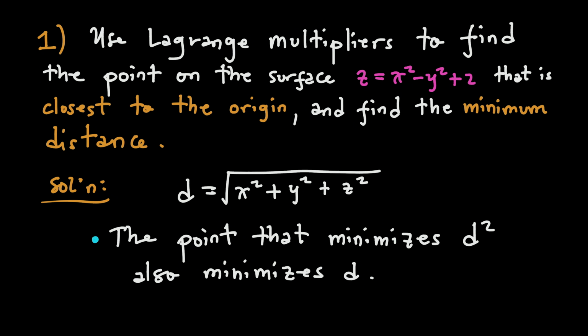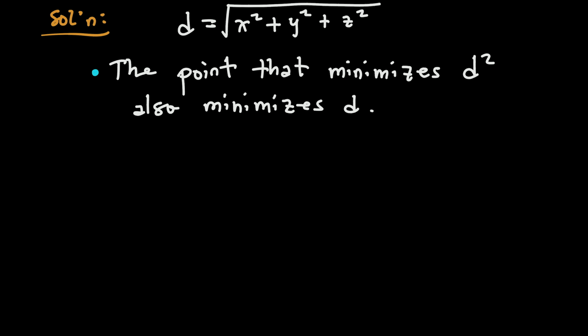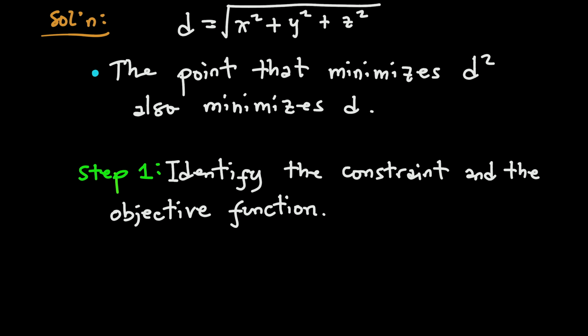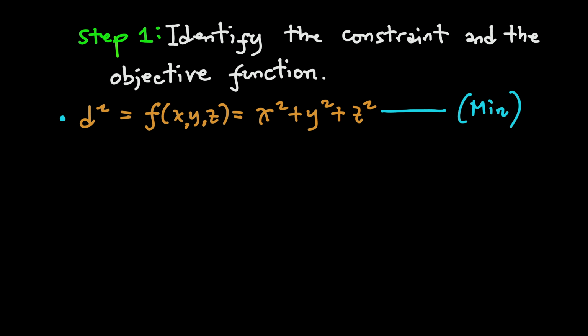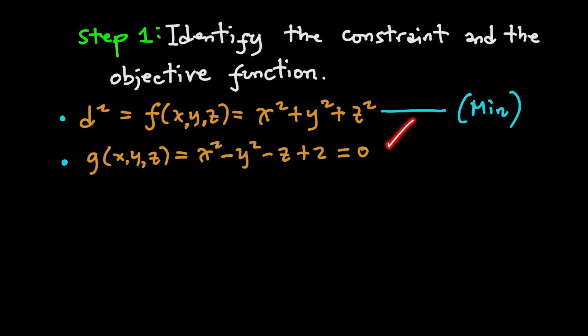Now, going back to our problem, we have the following steps. Step 1. Identify the constraints and the objective function. Instead of using d, we use d squared. Hence, we have this for our objective function, which we will try to minimize. And for the constraint, we have this equation, which states that the solution should be on the surface.